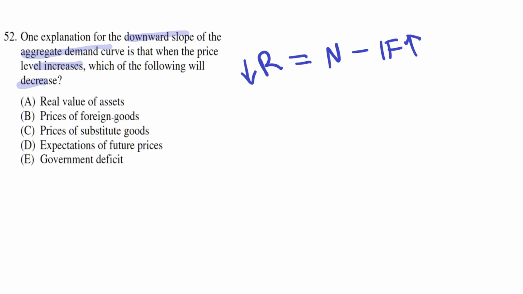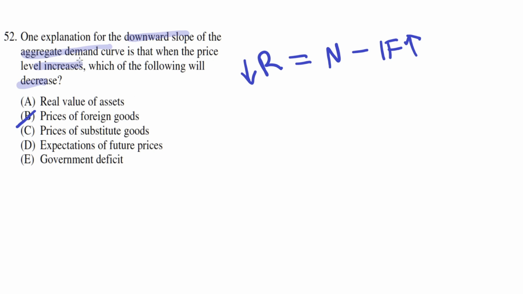B, prices of foreign goods. This is incorrect because prices of foreign goods are independent of the price level within a country. The price of foreign goods does not change when the prices of goods inside one country have changed. So B is incorrect.